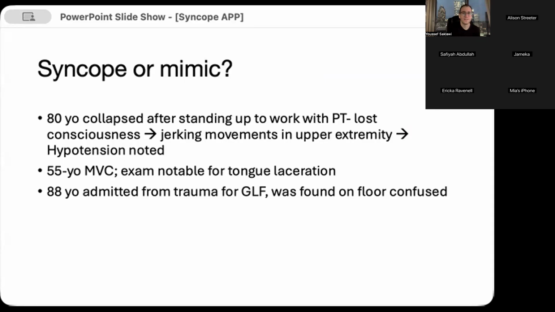The second one is an admission of a 55-year-old who had a car accident, and then on exam, they noted a tongue laceration. The third one is an 88-year-old who was admitted from trauma for a ground level fall, and he was found on the floor confused. The thing I want you to think of is: is this syncope or is this a mimic?